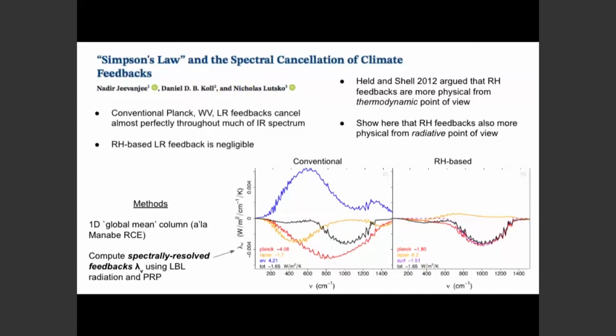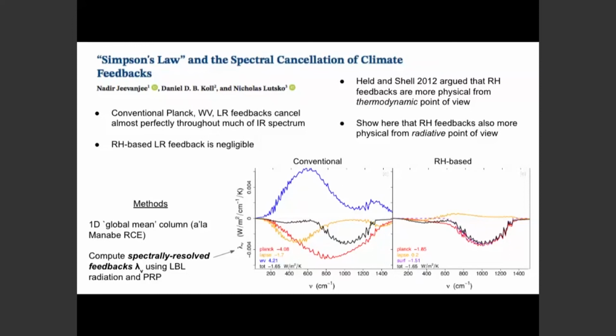In more detail, if you look on the left-hand panel, at the conventional feedbacks, throughout much of the spectrum, so say from 0 to 700 inverse centimeters, and again from 1300 inverse centimeters outward, the black curve, the total feedback, is close to 0. What that means is that these other feedbacks, the Planck, water vapor, and lapse rate feedback, in these regions actually cancel, and are constrained to cancel because of something that we refer to as Simpson's law, the physics of which you can read about in the paper. And so the conventional feedbacks actually have to cancel throughout much of the spectrum. So you're sort of taking zero and splitting it up into positive and negative pieces in the conventional formalism.